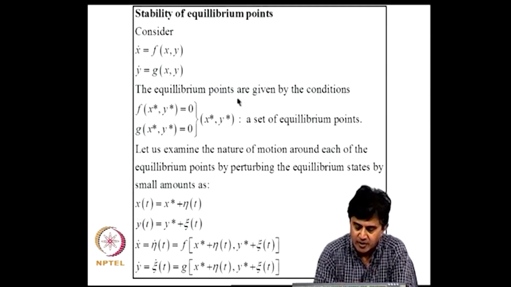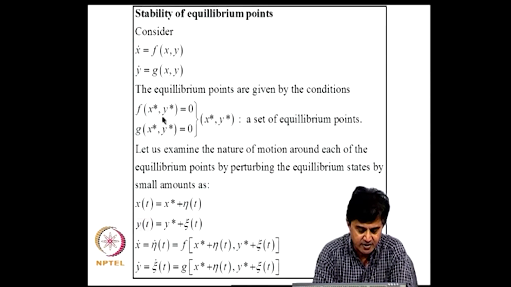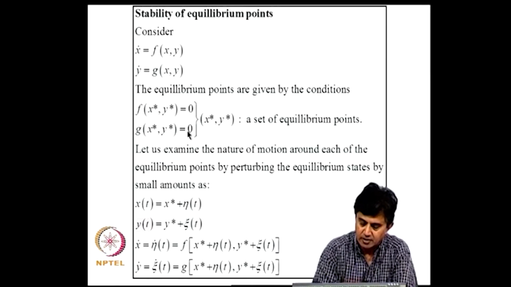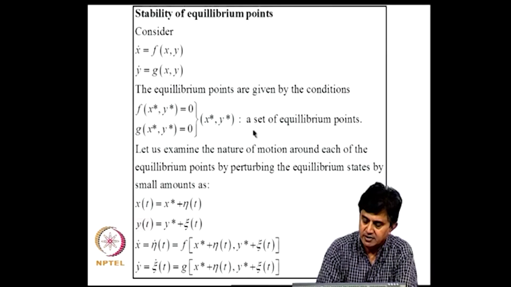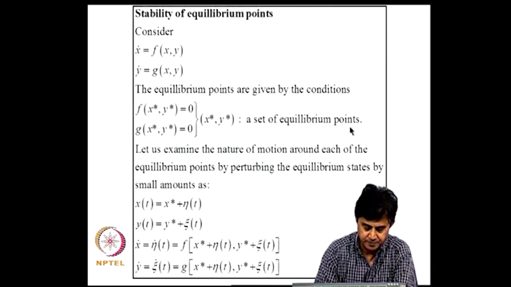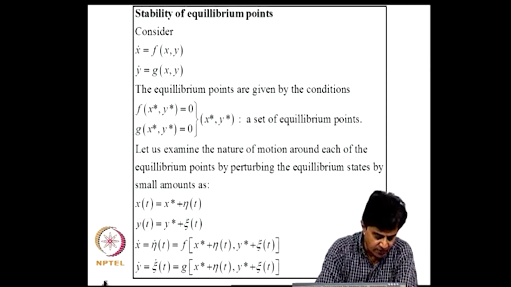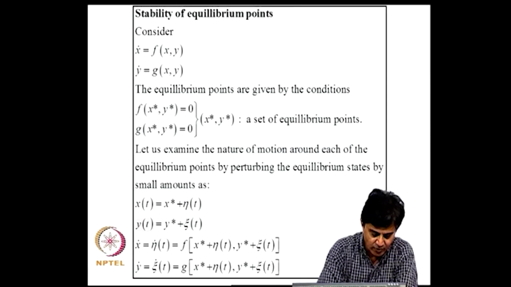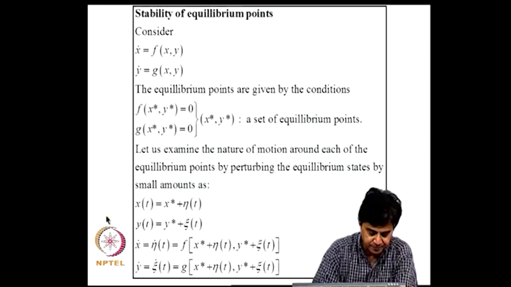The equilibrium points are given by the conditions f of x star comma y star equal to 0, g of x star comma y star equal to 0. So, this x star comma y star is a set of equilibrium points. Now, let us examine the nature of motion around each of the equilibrium points by perturbing the equilibrium states by small amounts. So, what will I do? I will take x of t as x star plus eta of t, and y of t as y star plus some xi of t.